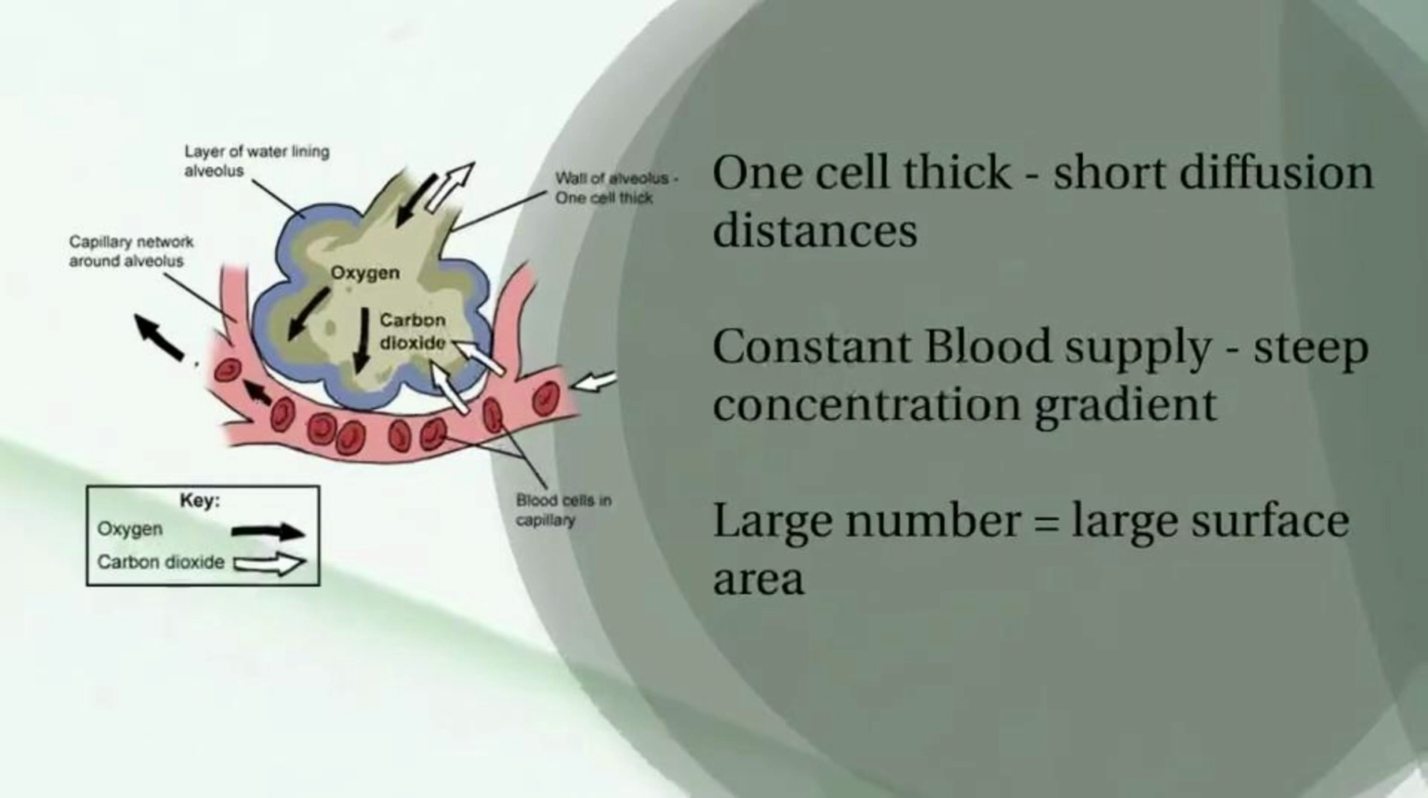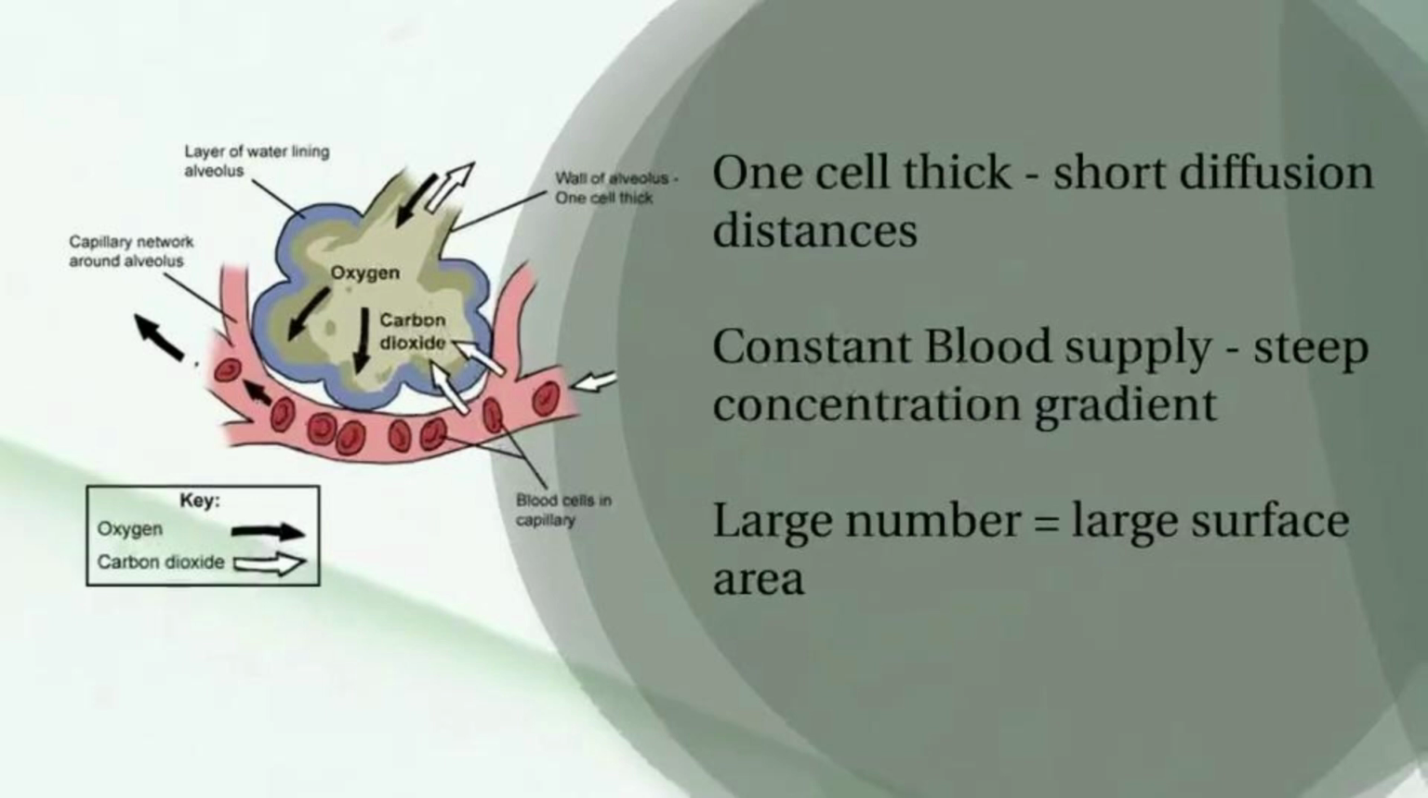There's a constant blood supply by the capillaries, which means that there's a steep concentration gradient that is constantly maintained. And then finally, there's a large number of alveoli, which contributes to a large surface area. So the same reasons as you would expect for any gas exchange surface.